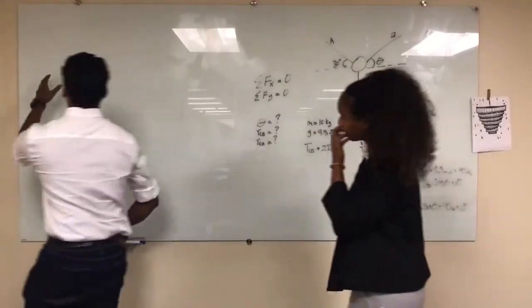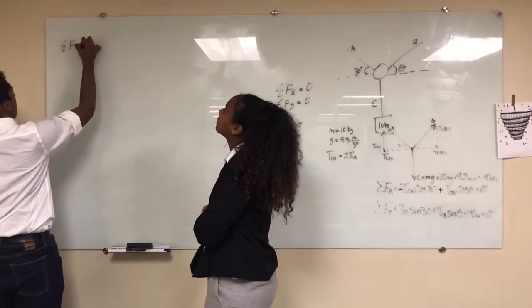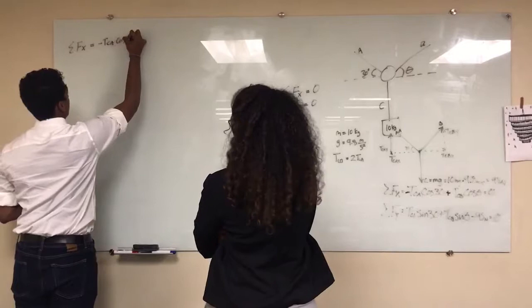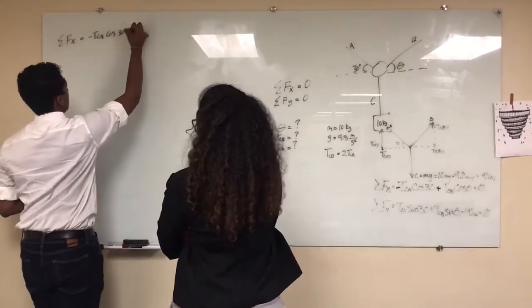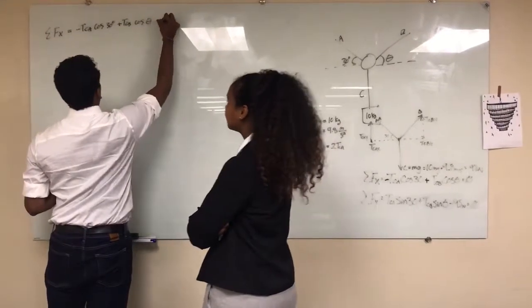Okay. Let's rewrite the equation over here. Alright, so it's summation of forces in the x direction equals negative TCA cosine 30 degrees plus TCB cosine theta has to equal 0. Has to equal 0.